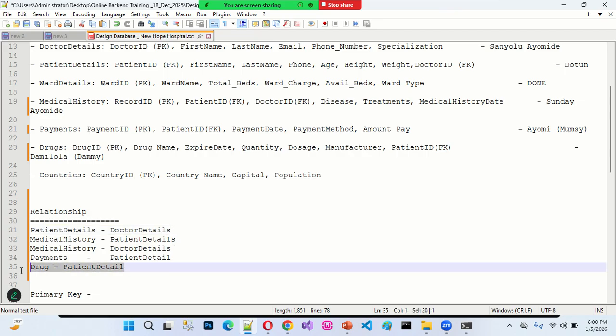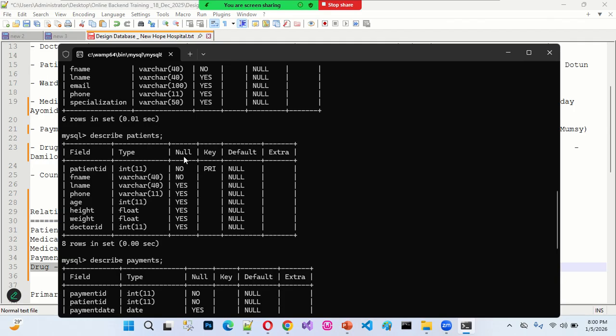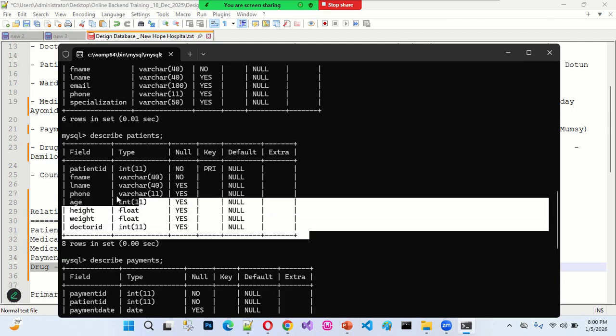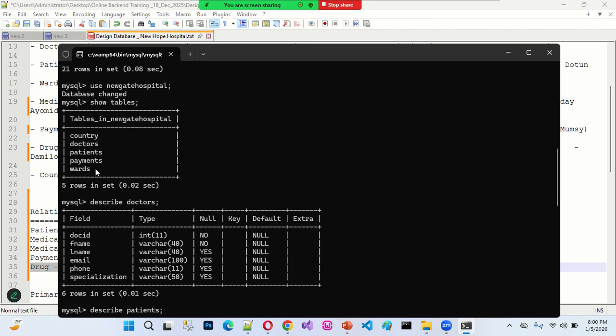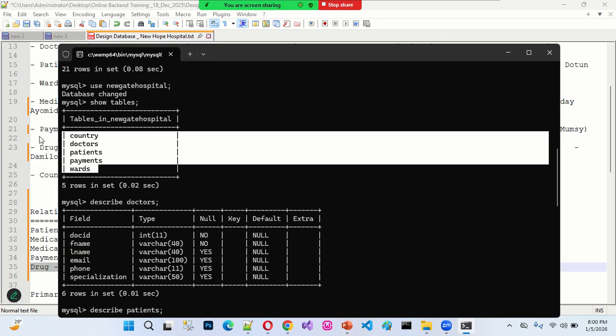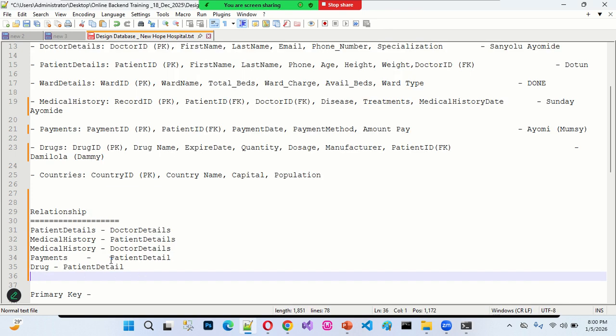So I want to start from the patient detail and the drug, because we already have a patient table here, and we already created a patient table with the primary key. Do you get it now? That is it. But we don't have a table for the drug here now. Good. So we are going to create a table for the drug. So we will now see how to implement the relationship between this table for the drug and the patient now.